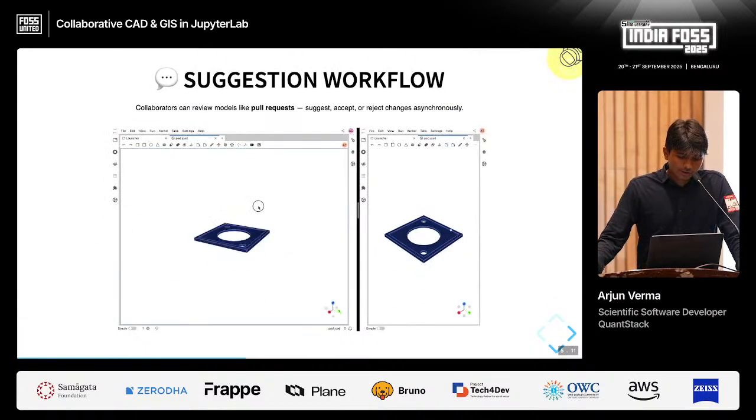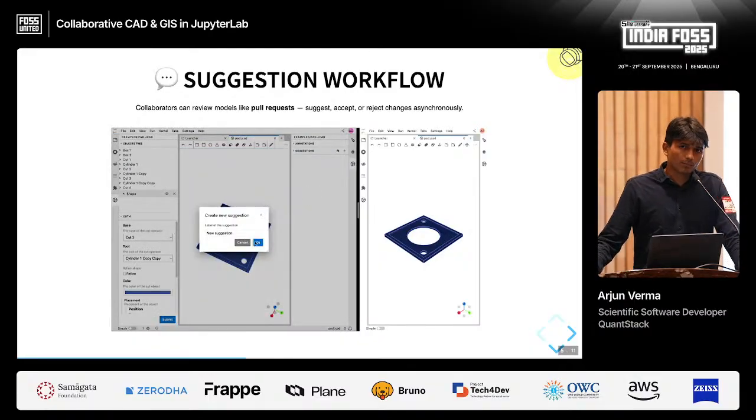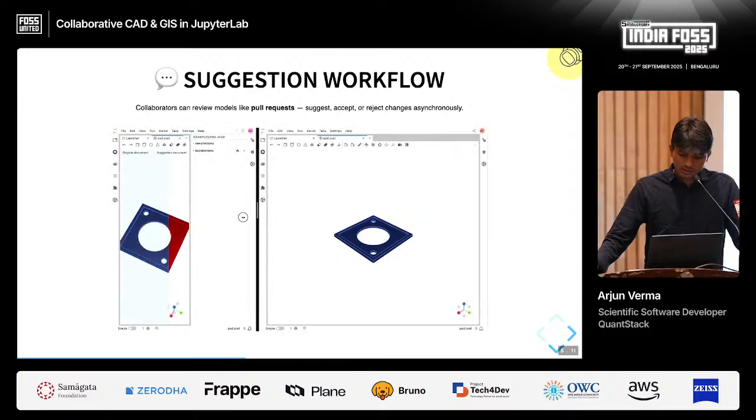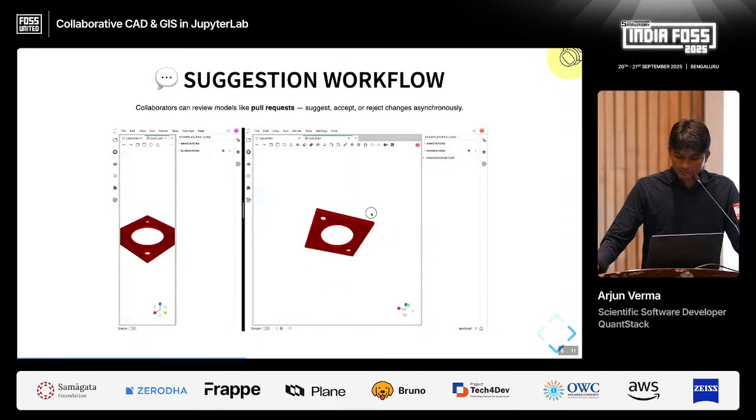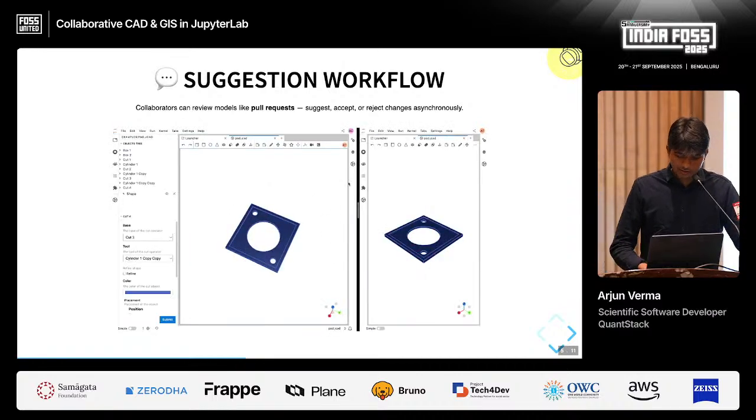And we also have a suggestion workflow, like how you review PRs and merge, maybe you accept a suggestion or you reject a suggestion. Similarly, you can do it in JupyterCAD with the models as well. I have created a suggestion for the color of the model, and now the other user can see that someone has created a suggestion, and with the slider he can see what the change was, and I can accept or reject that suggestion, like how we do in GitHub PRs.